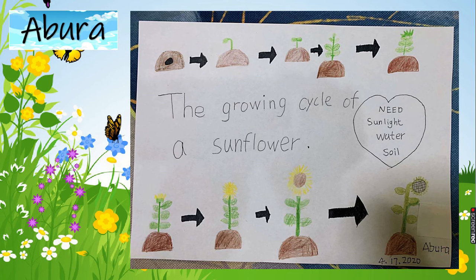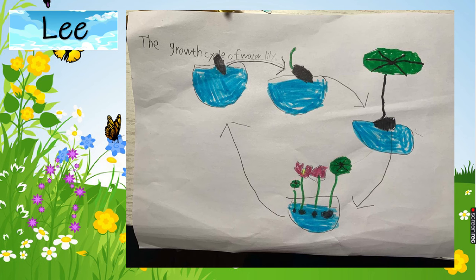Good one. Thank you, Abura. And this one is from Lee. So he drew the life cycle of a water lily. Here's the water lily, and it's growing. It's still, of course, in the water. Look how amazing this is.